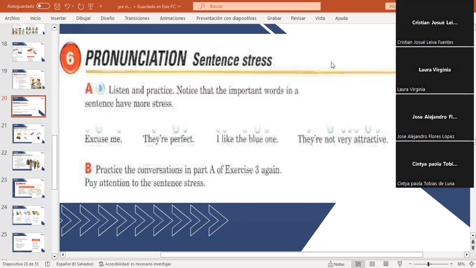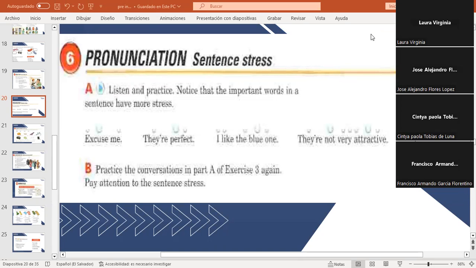Cristian Josué. Excuse me. They're perfect. I like the blue one. They're not very attractive. Very good. Thank you. Laura? No. José Alejandro? Tampoco está, mire, que es tremendo con muchachos, ¿verdad? Francisco Armando. Okay. Excuse me. They're perfect. I like the blue one. They're not very attractive. Very good. Thank you. Good pronunciation, okay?